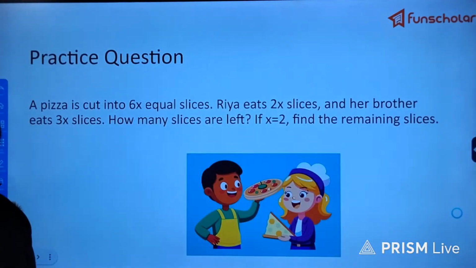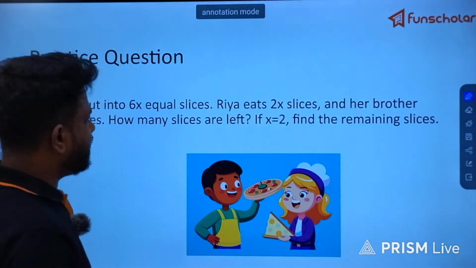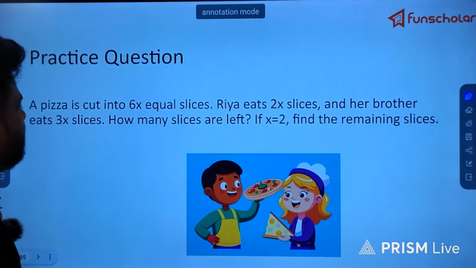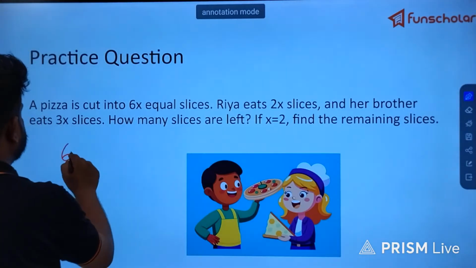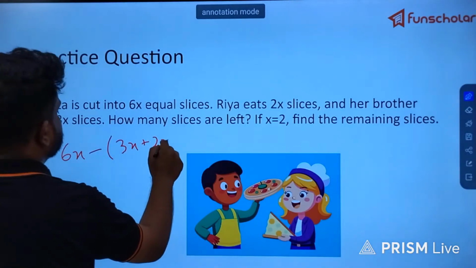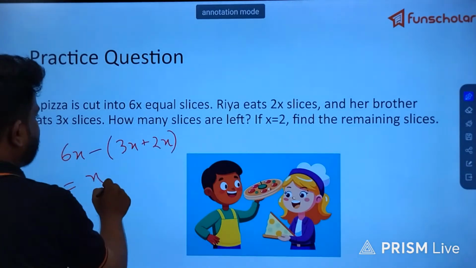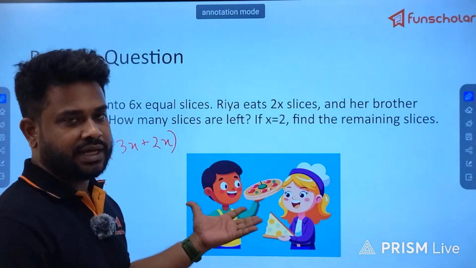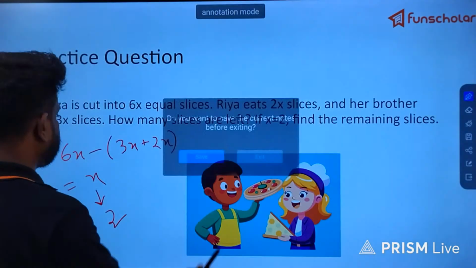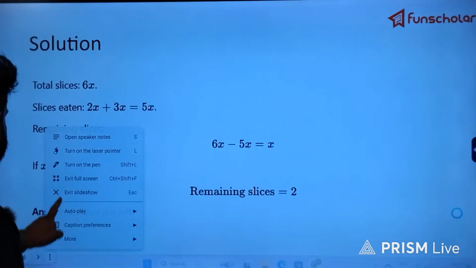The next one: a pizza is cut into 6x equal slices. Ria eats 2x slices and her brother eats 3x slices. How many slices are left if x equals 2? So 6x are total slices, Ria eats 2x and her brother eats 3x. So only x is left, that means 2 slices of pizza are left.